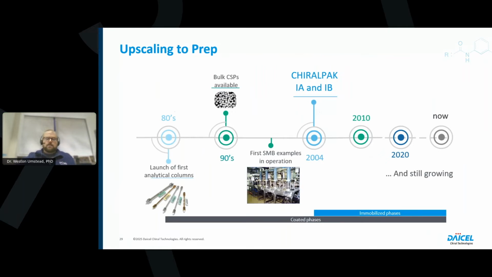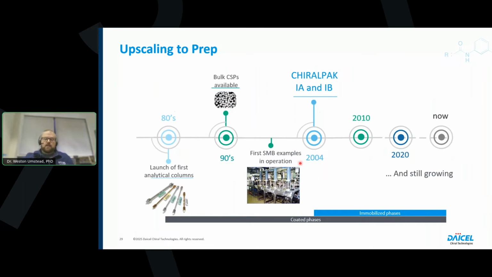And then moving into prep scale, initially a lot of the particle sizes that were available were things like 10 micron or 5 micron. We also had, again, limitations in things like solvent compatibility. So in the early 2000s, we started to move into larger particle sizes. We now have 20 micron available, which is great for really large scale prep projects.